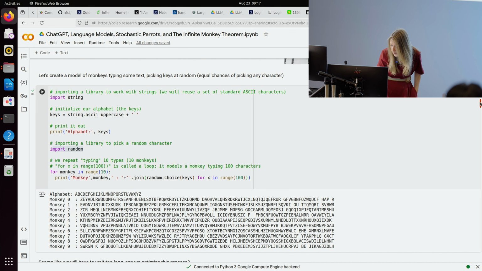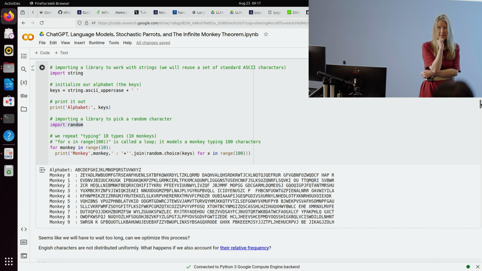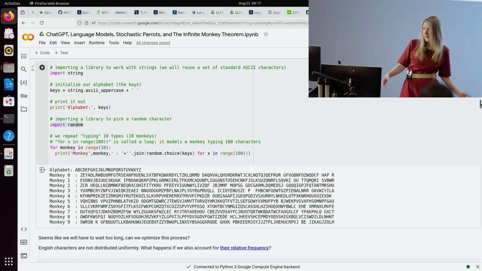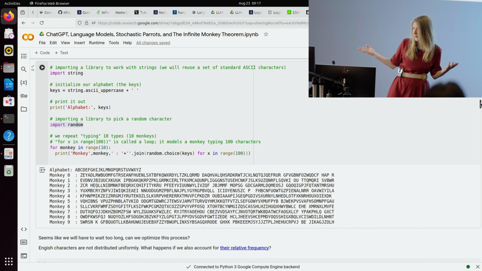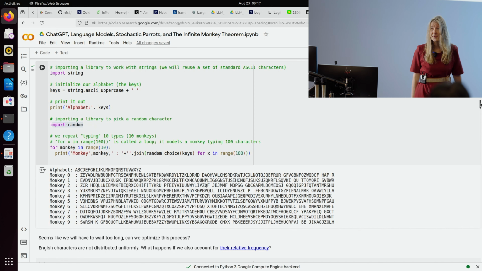What will we incorporate? How about incorporating the relative frequency of the characters? Obviously, when you think of characters in language, characters have different chances, right? Some characters appear more often in English, some less often. Which character do you think is the most frequent character in English?